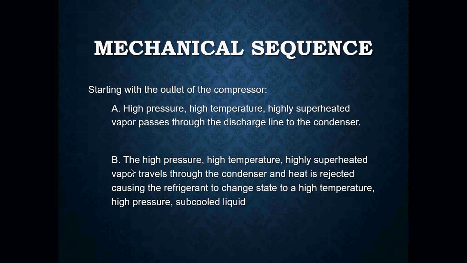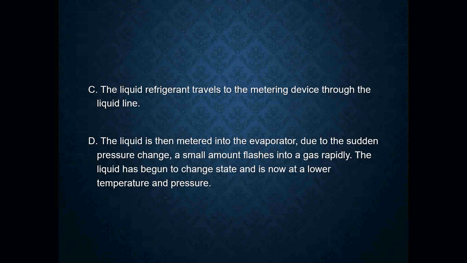Okay, so just in review, the mechanical sequence of our refrigeration cycle. Again, starting at the outlet of our compressor. The outlet is our discharge line. At the discharge line, a high pressure, high temperature, highly superheated vapor passes through the discharge line to the condenser. The high pressure, high temperature, highly superheated vapor travels through the condenser, and heat is rejected, causing the refrigerant to change state to a high temperature, high pressure subcooled liquid. The liquid refrigerant travels to the metering device through the liquid line.